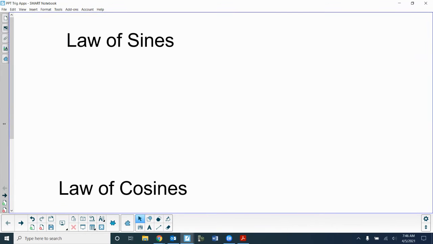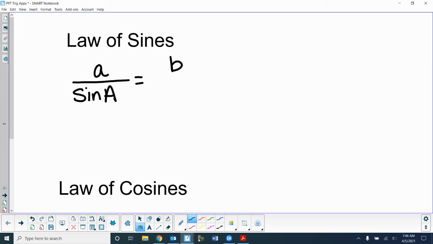about law of sines and law of cosines. So law of sines, I just want to review it quick with you, just to go through it. Remember it was side A over the sine of angle A equals side B over the sine of angle B, and side C over the sine of angle C.